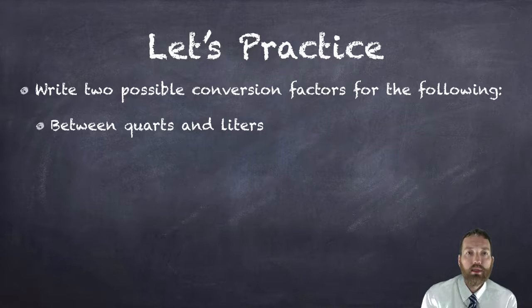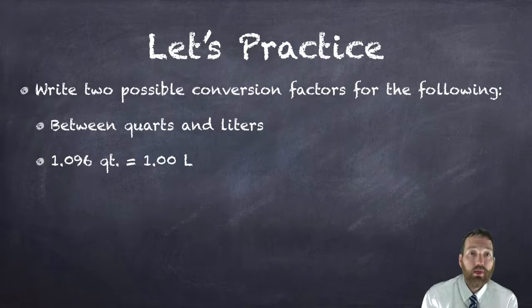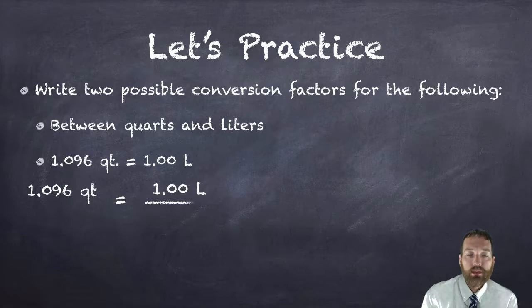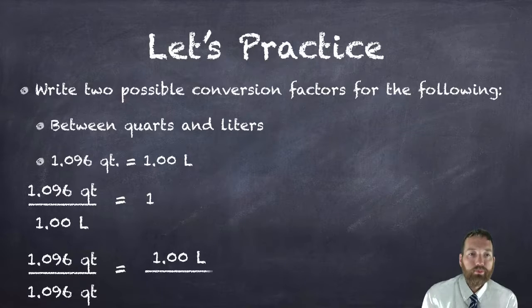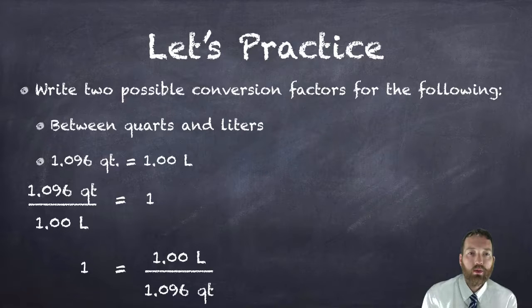Okay, how about quarts and liters? Now, if they give you units like this that you're not familiar with, they have to give you the conversion factor like this. 1.096 quarts equals 1 liter. Okay, but if you know this, it should be easy to write two separate conversion factors. You just start with the equivalency statement and divide both sides by one or the other. I'll divide both sides by 1 liter. So 1 liter and 1 liter will cancel off to be 1, and we'll get 1.096 quarts over 1 liter equals 1. Or we could have done the opposite. 1 equals 1 liter over 1.096 quarts.